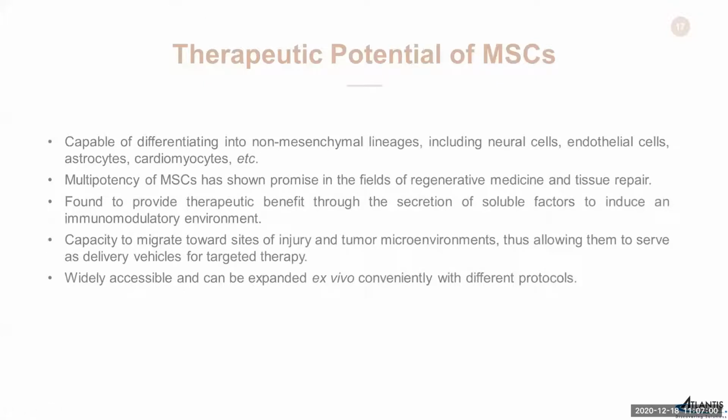So what are MSCs? MSCs are basically stem cells capable of differentiating into non-mesenchymal lineages: neural cells, endothelial, astrocyte, cardiomyocyte, etc. So it is a very, very powerful tool in regenerative medicine and tissue repair. These days, there's a lot of heavy interest in MSC. Maybe about 5 years ago, there was a lot of interest in CAR-T, NKT, but MSC is getting its interest in Asia Pacific. It has a very unique ability to smart bomb and target sites of injury, tumors, and microenvironments. So this serves as a very excellent delivery system for the various therapeutics that people are developing, right?